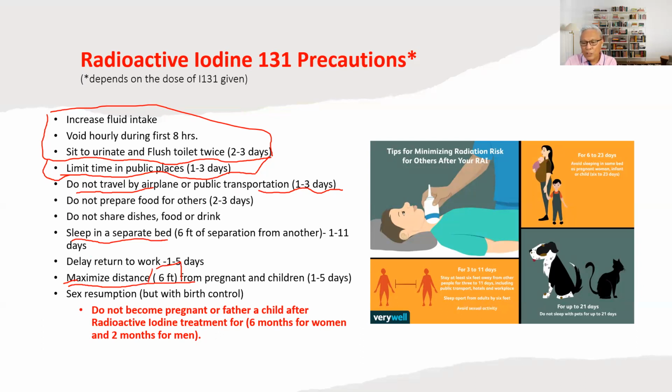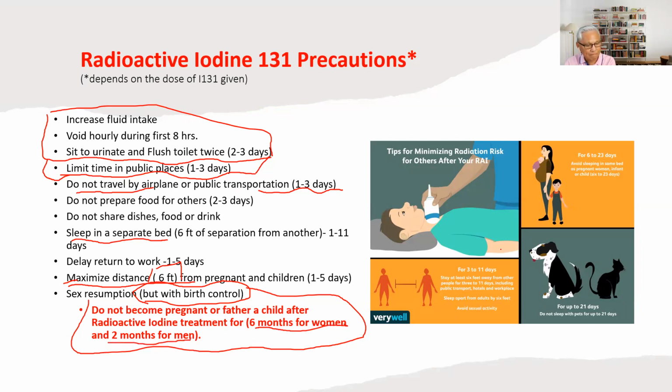And then, of course, as far as sex resumption is concerned, it's going to occur during the 7 days, or after 7 days, I should say. And they are supposed to use birth control because obviously, because of the radioactivity, it's possible that they are going to have abnormalities with fetal development. So this is in red. Do not become pregnant or father a child after radioactive iodine for 6 months for women and 2 months for men. Okay? So 6 months for women and 2 months for men.